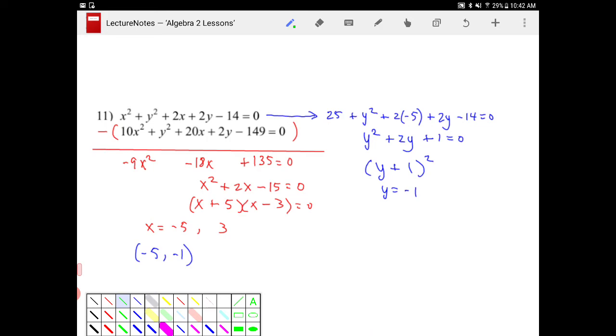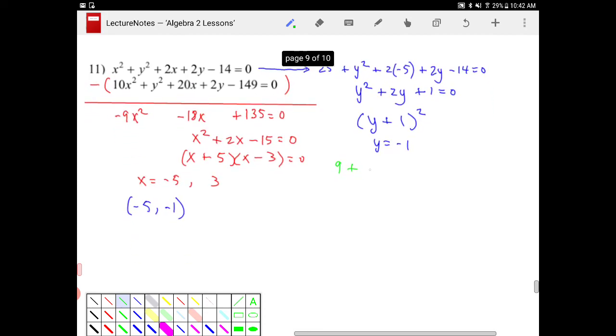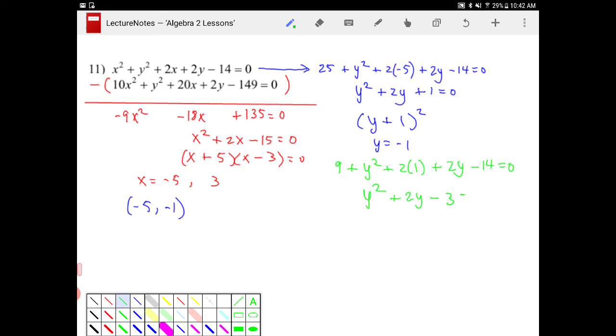And over here in green. So again, I'm going to pop in 3. So I get x squared, so that's 9, plus y squared plus 2 times 1 plus 2y minus 14 is equal to 0. I want to combine all like terms. I get y squared. 9 plus 2 is 11. 11 minus 14, that is negative 3. So it's y squared plus 2y minus 3 is equal to 0.